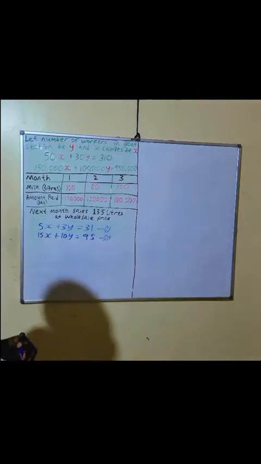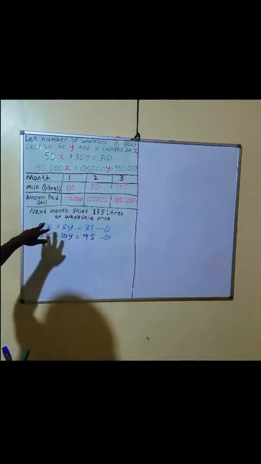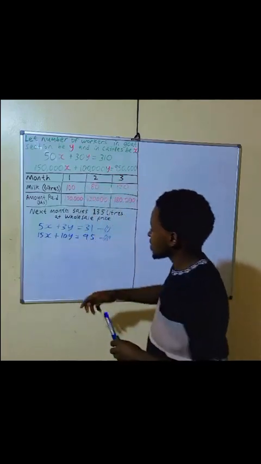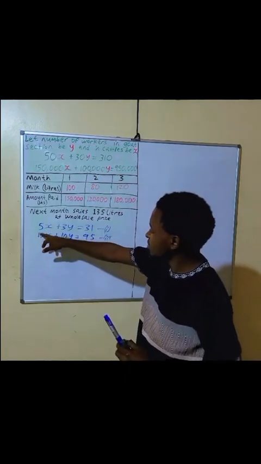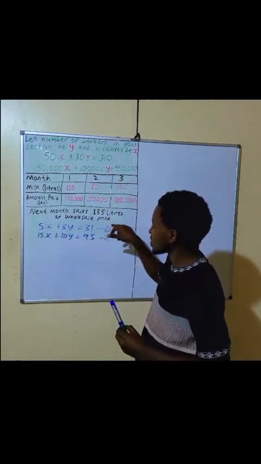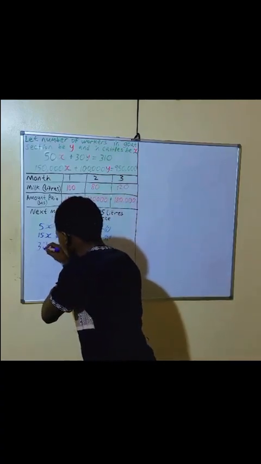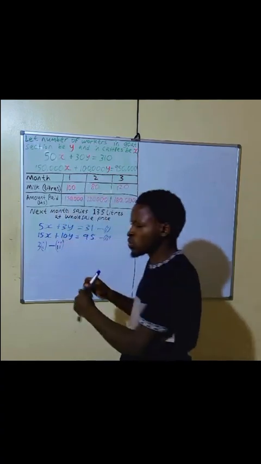So to get the number of workers that are working in each section, I'm going to just solve these two simultaneous equations. I'm going to use the elimination method. This is a 5, this is a 15. I can multiply the first equation by 3. So I'm going to get 3 times equation 1 minus equation 2.